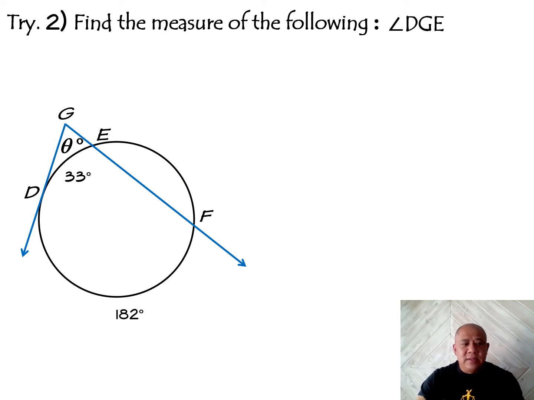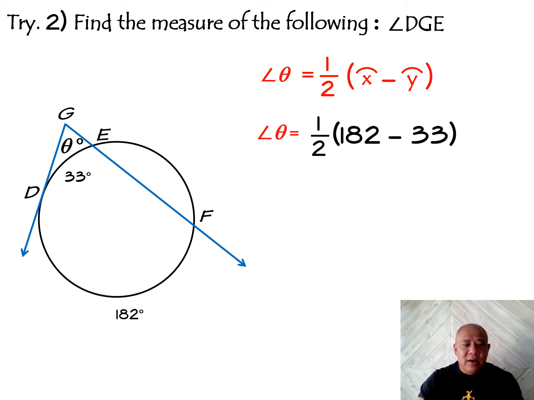Okay, now it's your turn to try number 2. And again, you may pause the video at any time and try it. So find the measure of the following, DGE. Since the angle is on the outside of a circle, it's not on the inside, we're going to use the formula for the outside of a circle. So again, the unknown angle theta is found by half of the bigger arc minus the little arc. And the bigger arc is that big arc, 182, minus the little arc, which is 33.